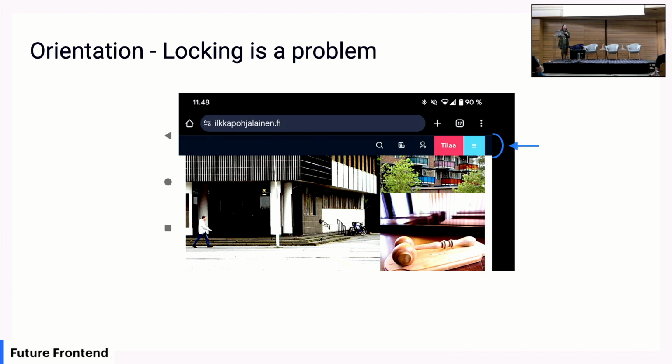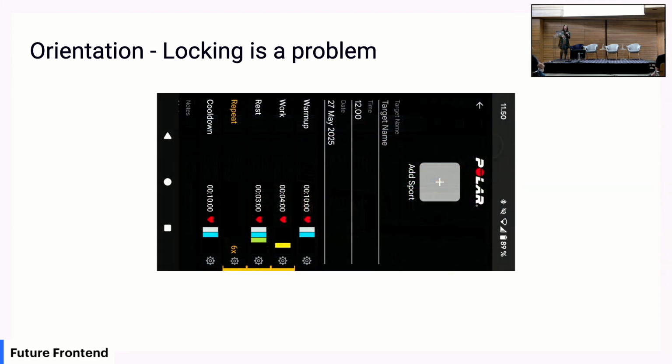Then for native mobile. Here is a screenshot from Polar's app, and I wanted to add a training target, I think. Yep. And I was using my phone in horizontal mode here, but the orientation here is locked to portrait, which is really, really common for apps, as mentioned before. And let's just say that if I was using my phone in landscape mode on a regular basis, I probably wouldn't use this app. I would just switch to some other app that supported portrait orientation.